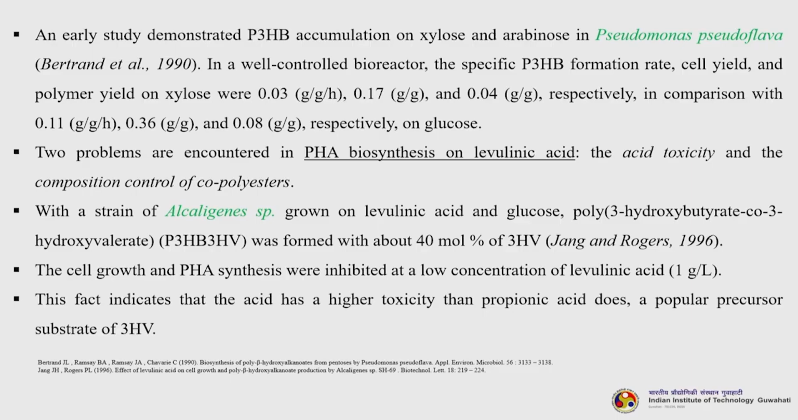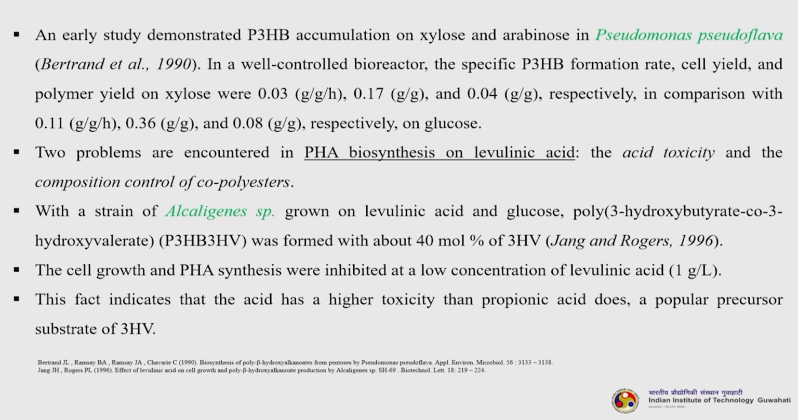2 problems are encountered in the PHA biosynthesis on levulinic acid. The first is the acid toxicity and the second is the composition control of the copolyesters. With a strain of Alcaligenes species grown on levulinic acid and glucose, this PHA, that is P3HB3HV, was formed with about 40 mole percent of the 3HV.